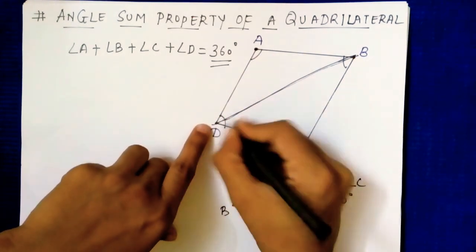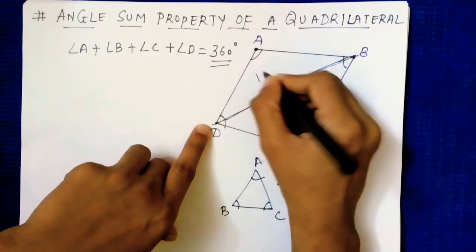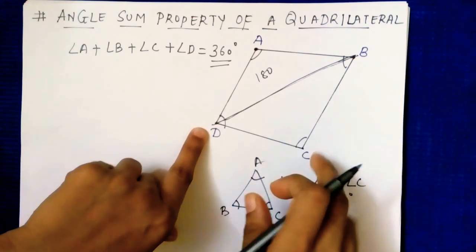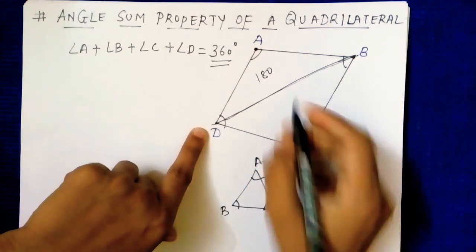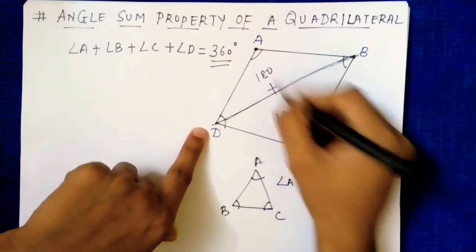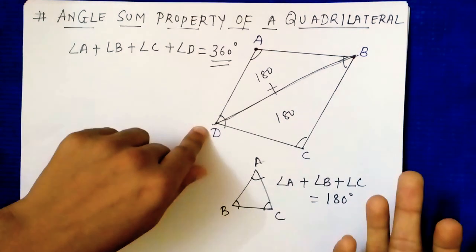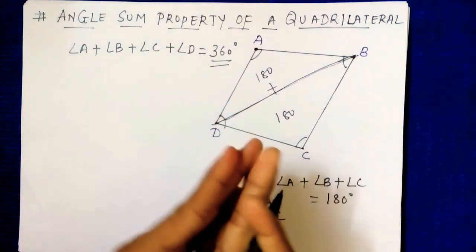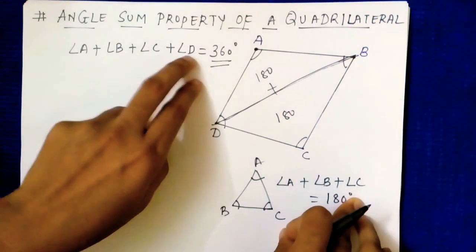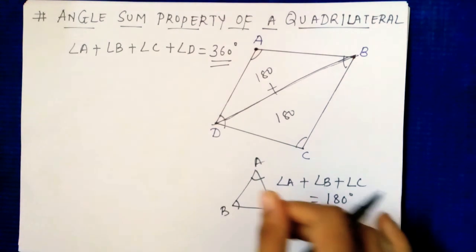And we know that this is one triangle. So what is the total of angle of one triangle? It is 180. Now this is another triangle DCB. So what is the total of all 3 angles of another triangle? It is 180. Now if you add 180 plus 180, the answer is 360 degrees. So if you combine 2 triangles, you get one quadrilateral, and the angle sum property of a quadrilateral is always equal to 360 degree. Hope you understood.